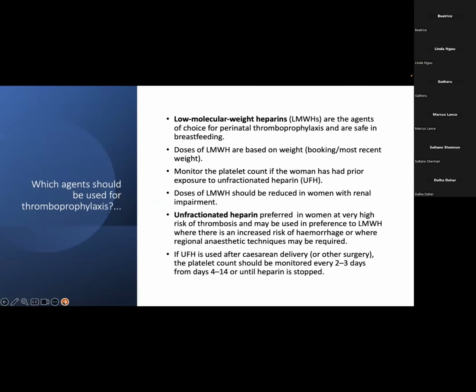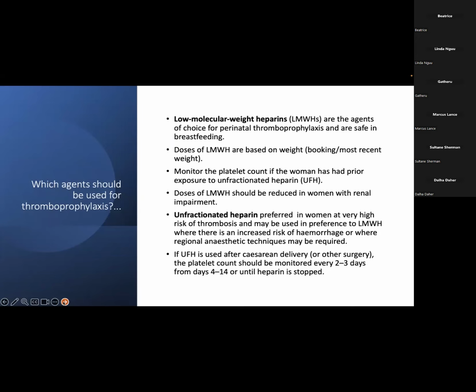Doses of low molecular weight heparin are based on the weight. And the weight should be either the booking weight or the most recent weight that you can find in the patient's file. Monitor the platelet count if the woman has had prior exposure to unfractionated heparin, because we know of heparin-induced thrombocytopenia. Doses of low molecular weight heparin should be reduced in women with renal impairment.